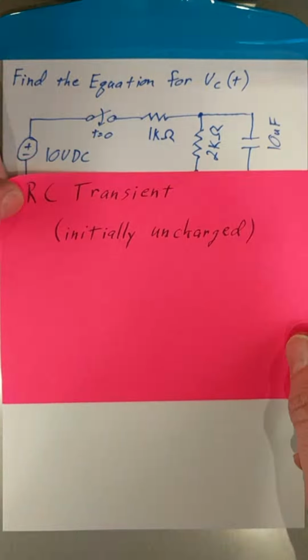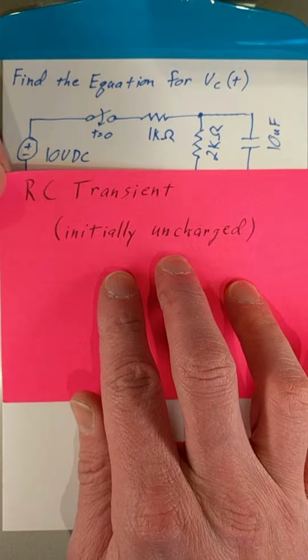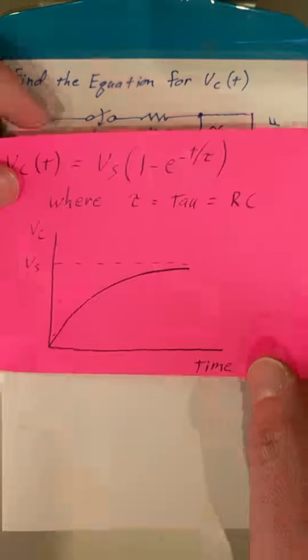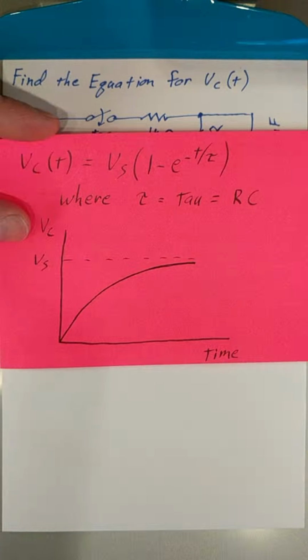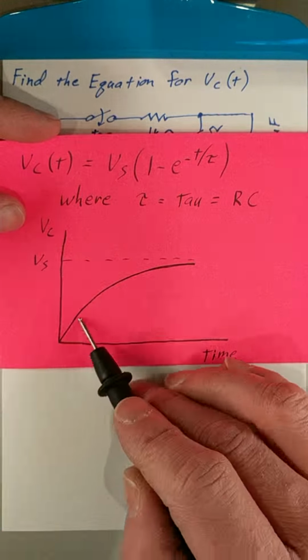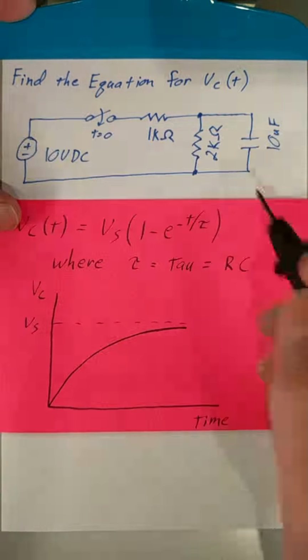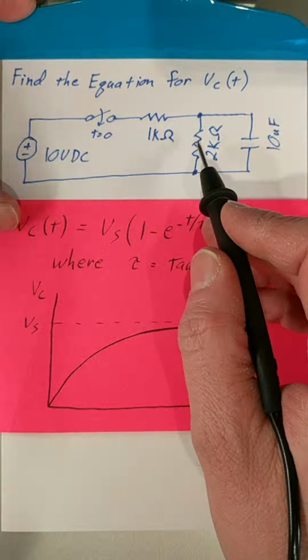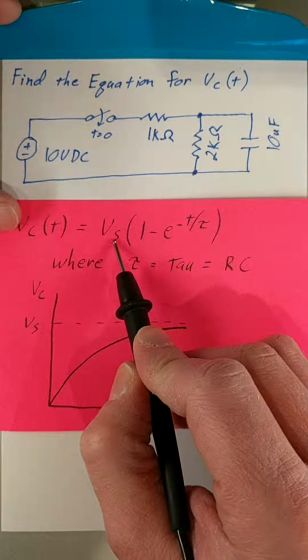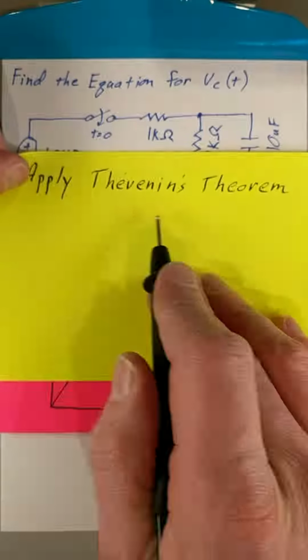As we start, it's useful to review our note cards. Here we have RC transients when we're dealing with an initially uncharged capacitor. We are told that as a function of time, the capacitor voltage changes via this curve right here, eventually reaching the source voltage. This gets complicated because these two resistors form a voltage divider. So Vs, the source voltage in this case, is not 10 volts DC. It's something else. To see what it can be, let's review Thevenin's theorem and how to apply it.